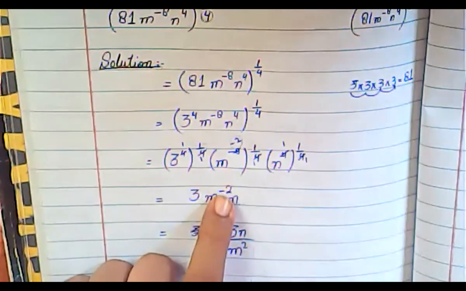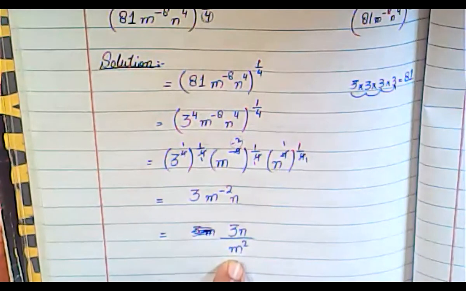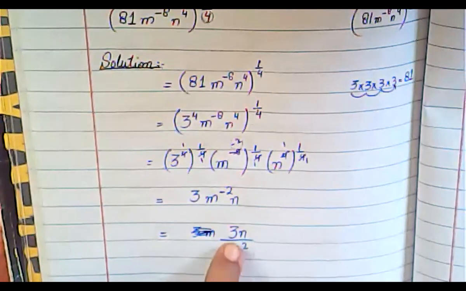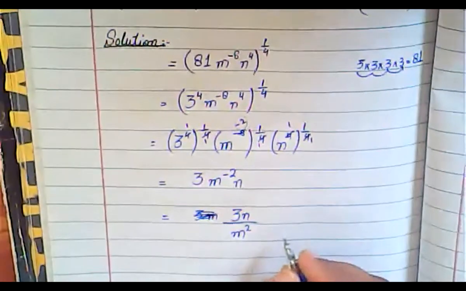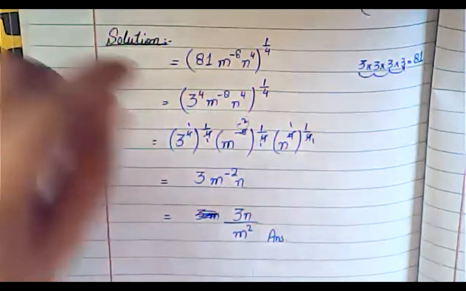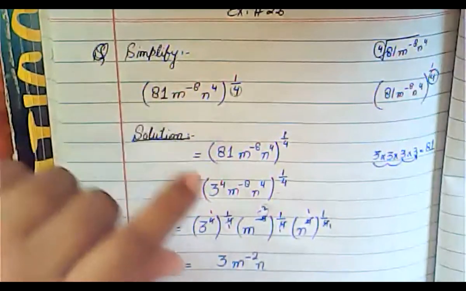Now here it is in subtractive form in denominator, so when you are shifting it towards the numerator, it will become plus 2. Okay, so this will be your answer, 3n upon m square. This is your answer. Clear? Listen to me again. What you have here, question is 81.